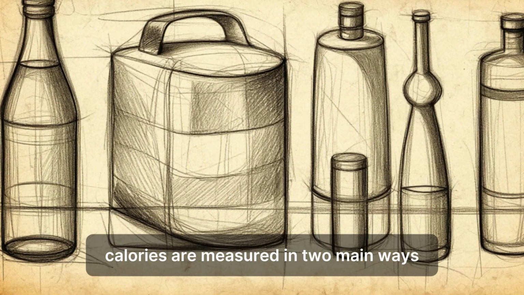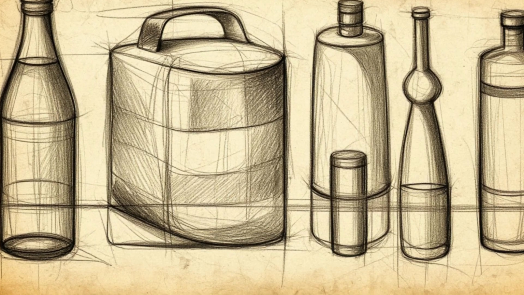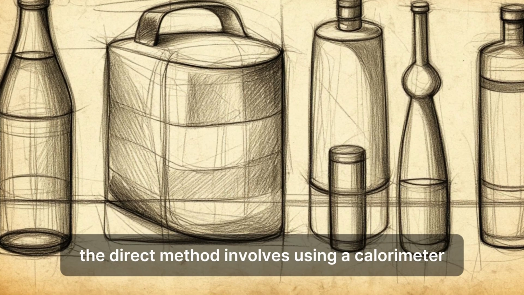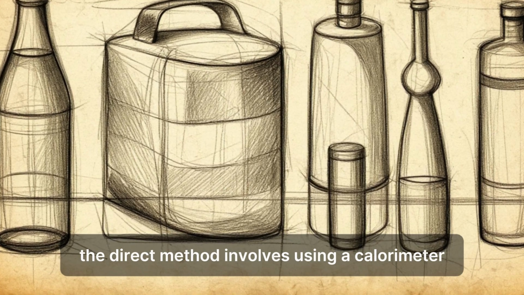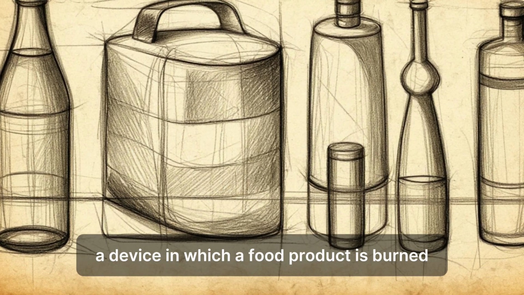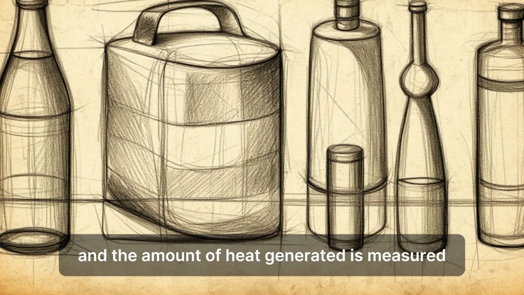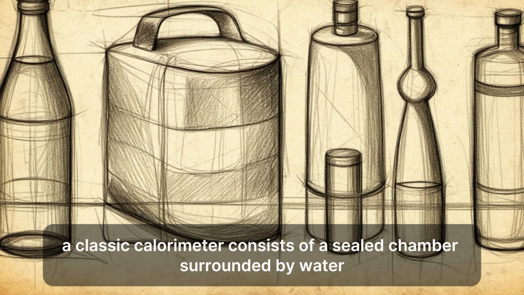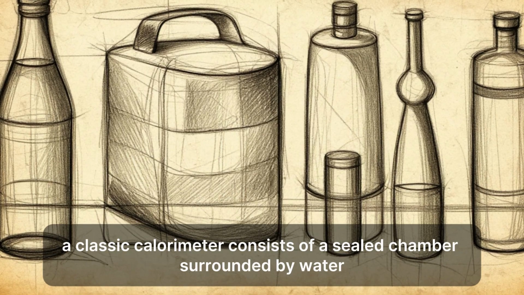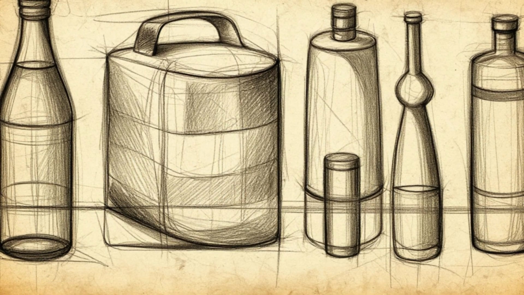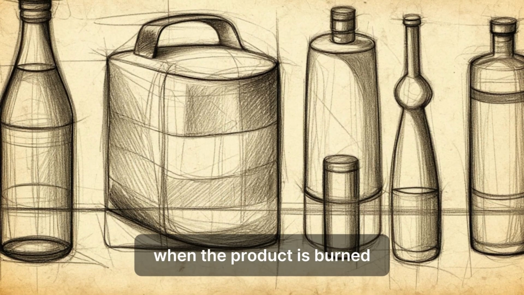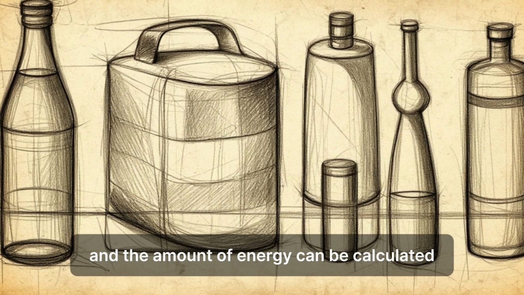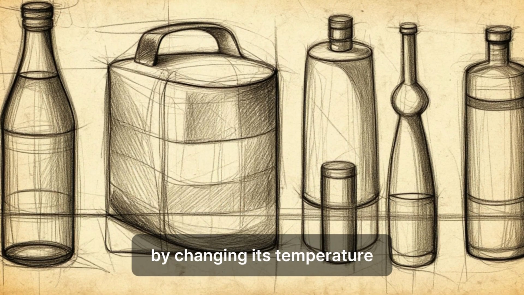Calories are measured in 2 main ways: direct and indirect. The direct method involves using a calorimeter, a device in which a food product is burned and the amount of heat generated is measured. A classic calorimeter consists of a sealed chamber surrounded by water. When the product is burned, heat is transferred to the water, and the amount of energy can be calculated by changing its temperature.